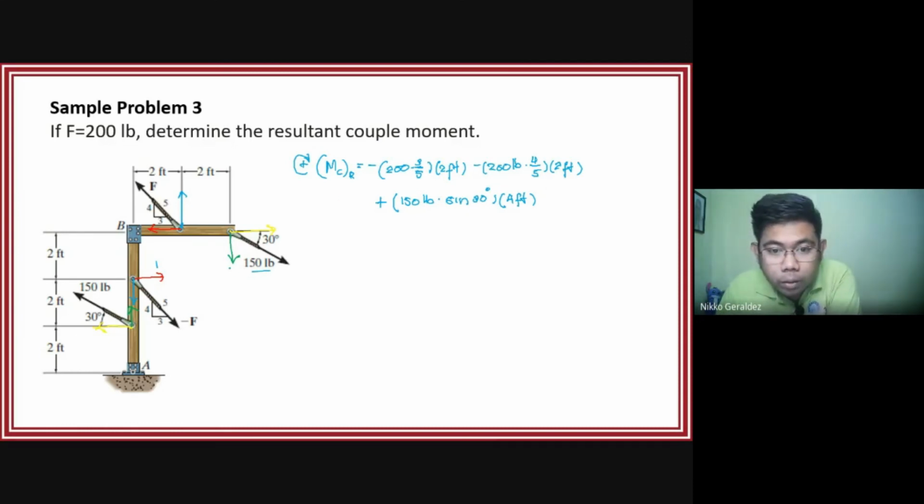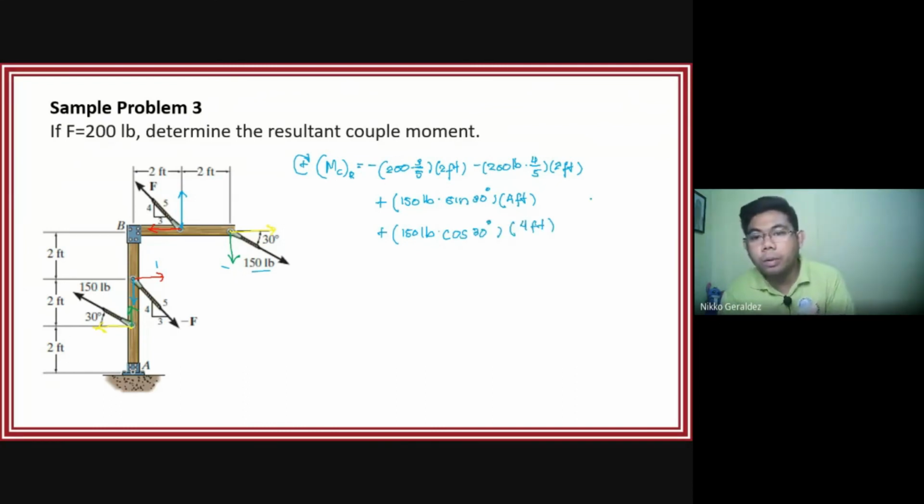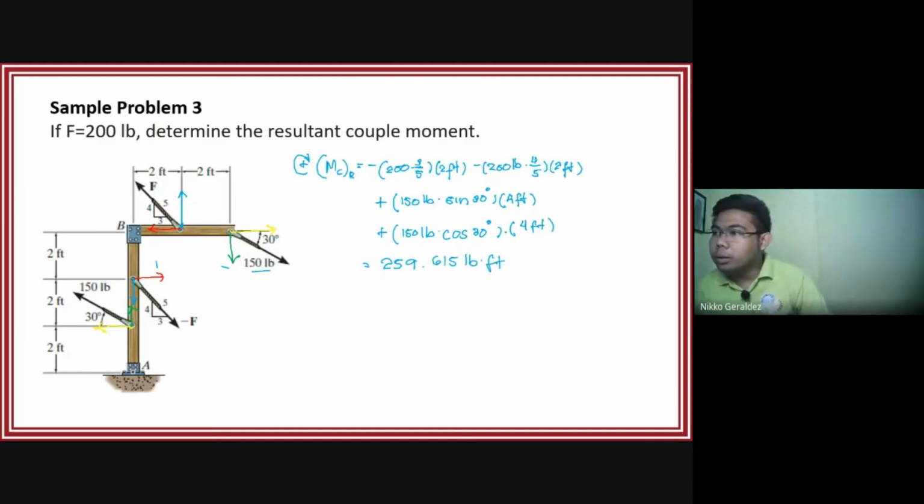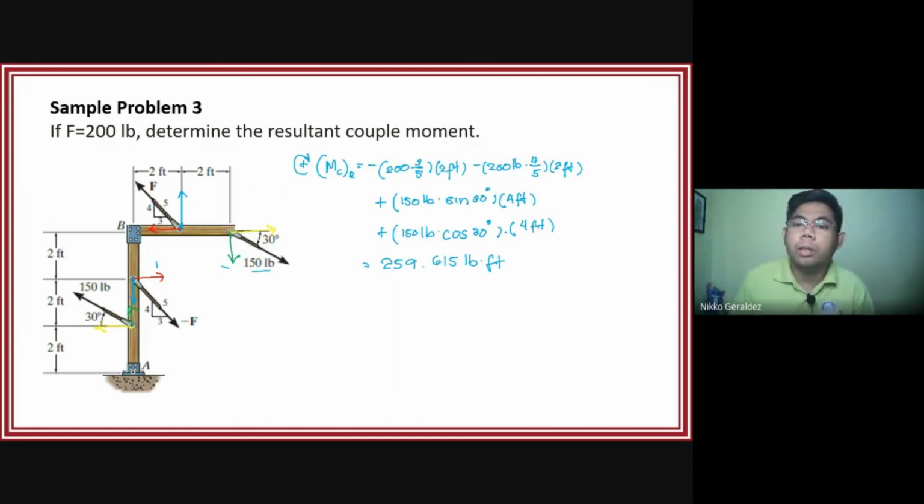Then last, yung x component. Anong direction? Clockwise, counterclockwise? That is clockwise, so plus force natin, 150 pounds times sine 30. Very good. Sine 30 degrees times perpendicular distance. So, resultant couple moment, that is equal to 259.650 is the resultant couple. So, positive. The resultant couple moment is clockwise.